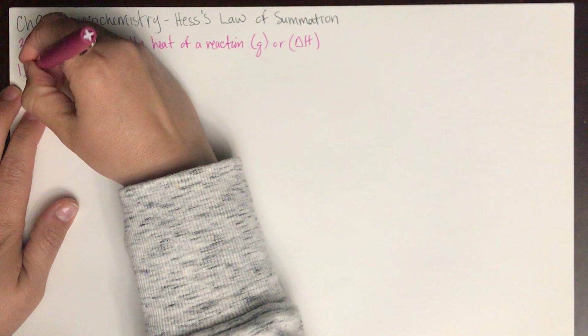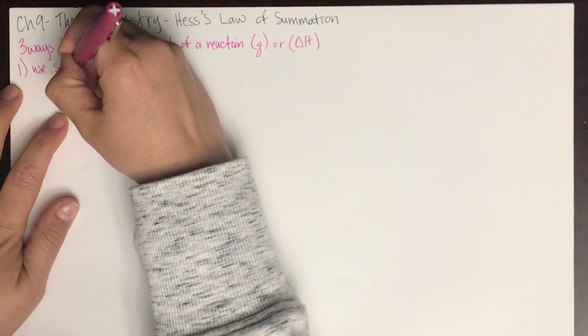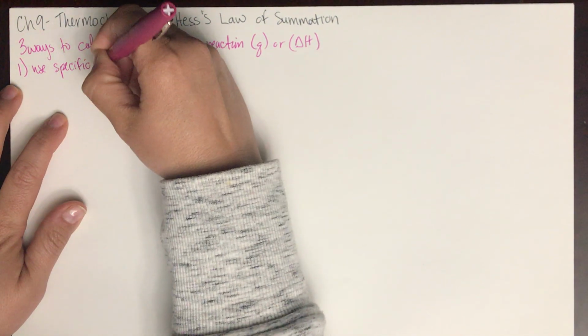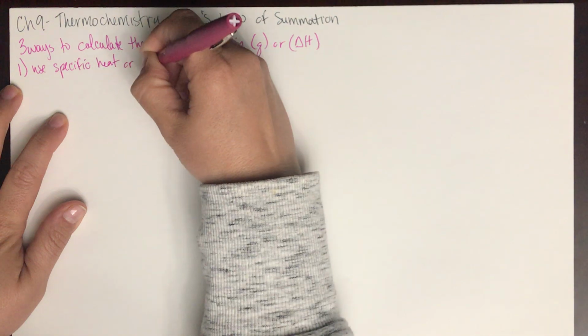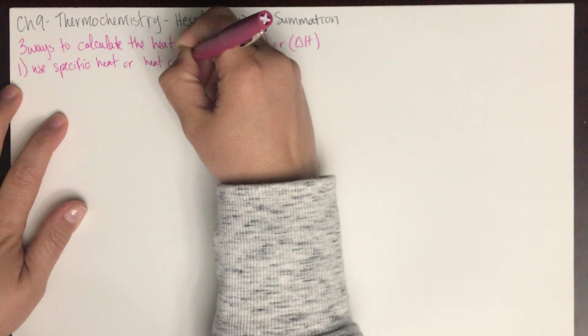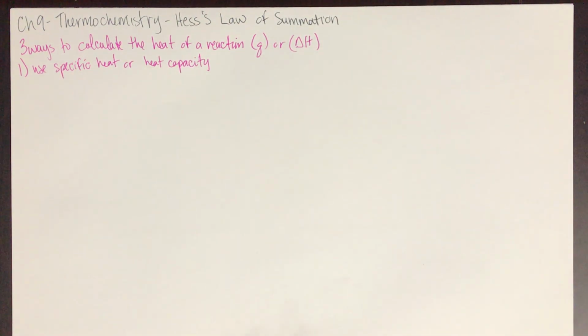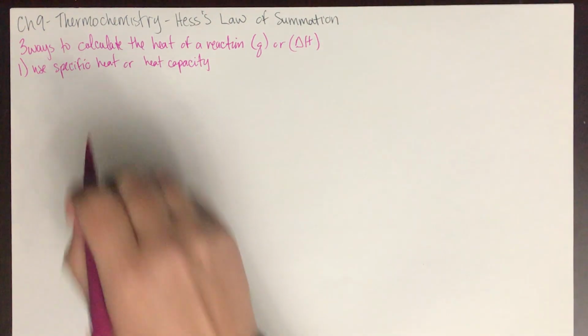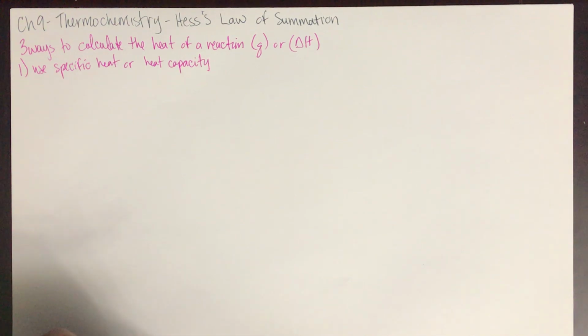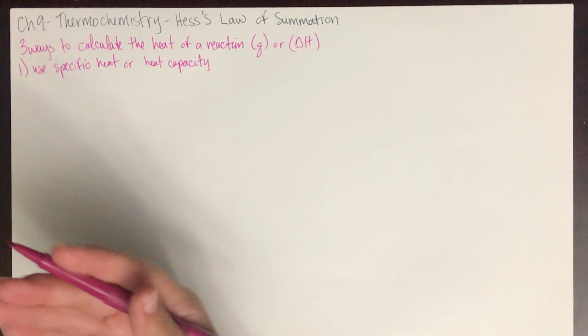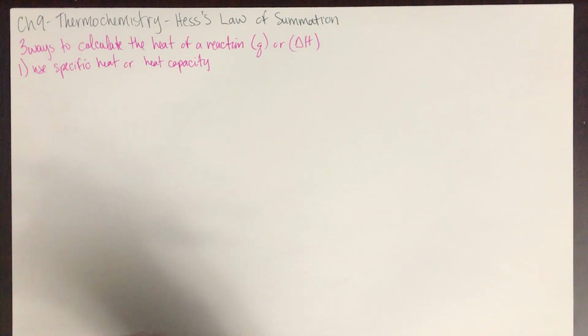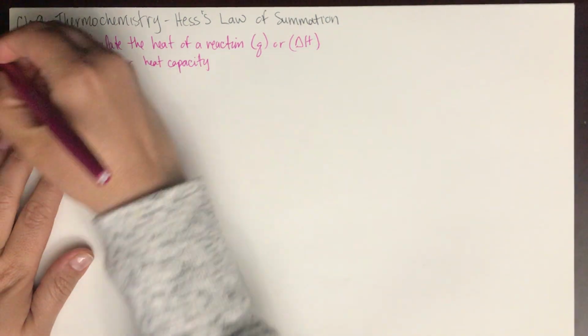One is to use specific heat or heat capacity or some other value like that, like we have done in previous videos, where we have a specific heat, we have a mass, we have the number of degrees that the temperature is being changed, and then we can calculate the overall heat of that reaction.